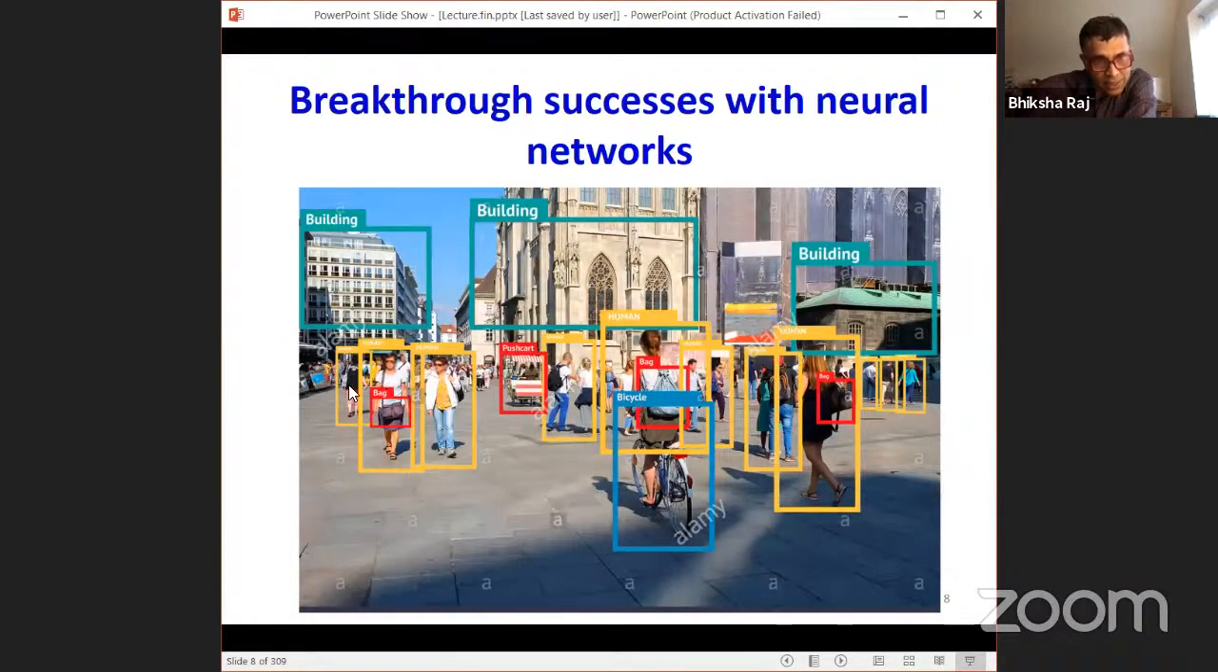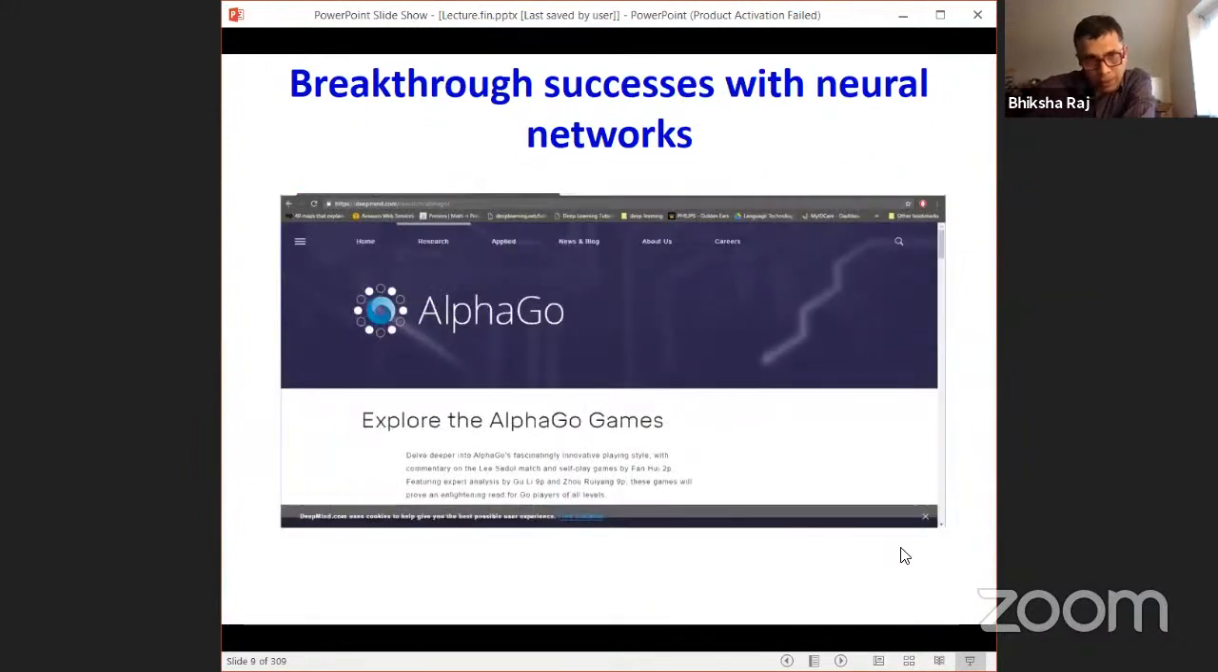It says, this is a building, this is a person, this person's carrying a bag, here's another human, there's a push cart, there's a bicycle, there's a bag. You can see the various kinds of things that the system has not only detected, it has also classified. And this is a very complex task if you look at it, look at the picture, and yet the network can do it. And this performance is powered by neural networks, or in the case of games.